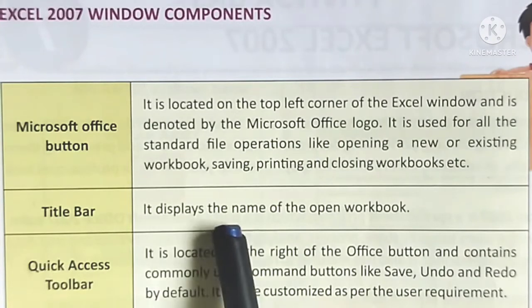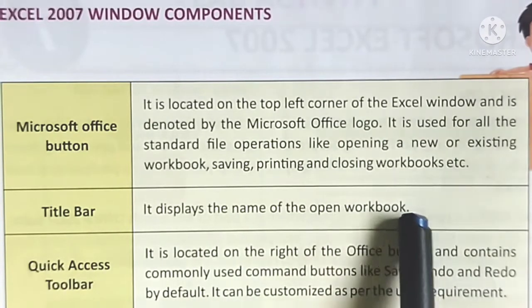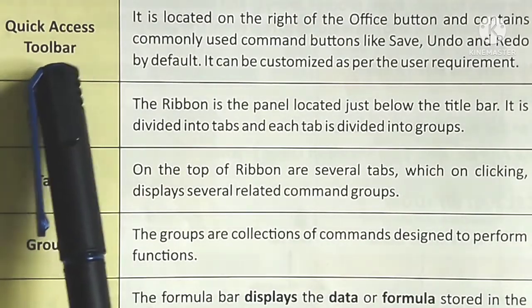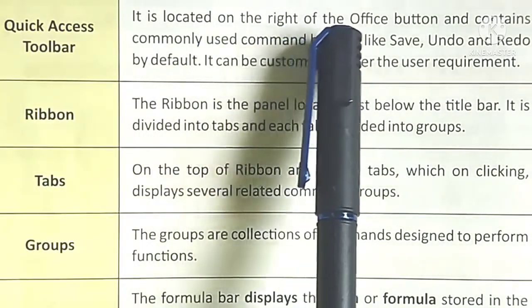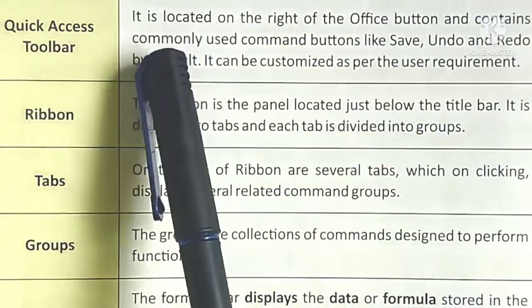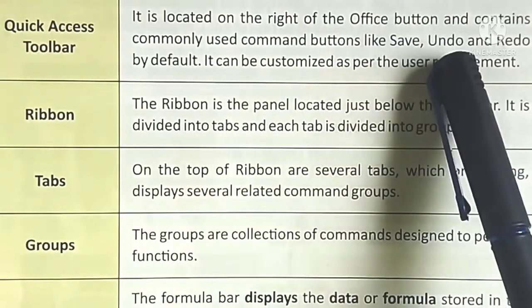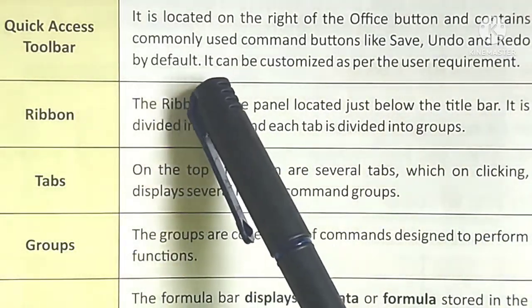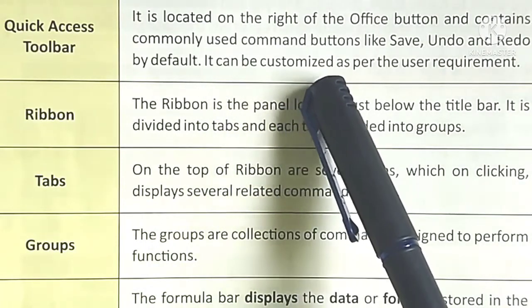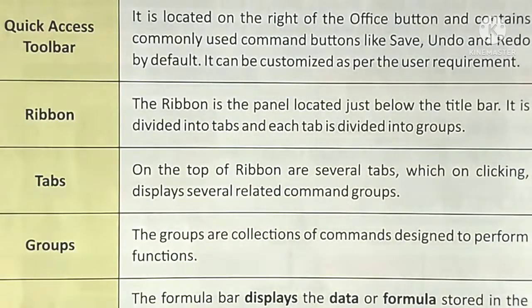Title bar. It displays the name of the open workbook. Quick Access Toolbar. It is located on the right of the Office button and contains commonly used command buttons like Save, Undo and Redo by default. It can be customized as per the user requirement.